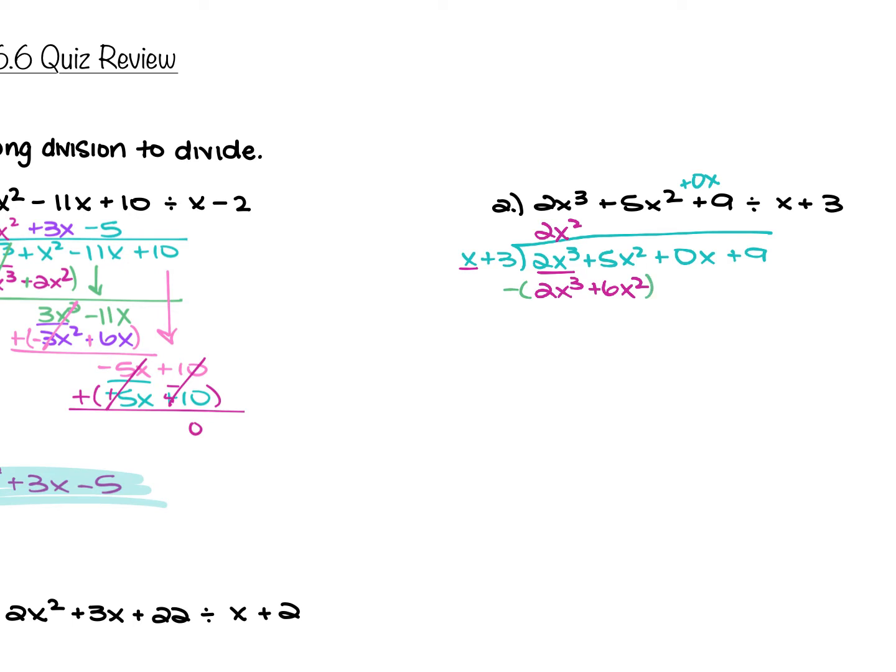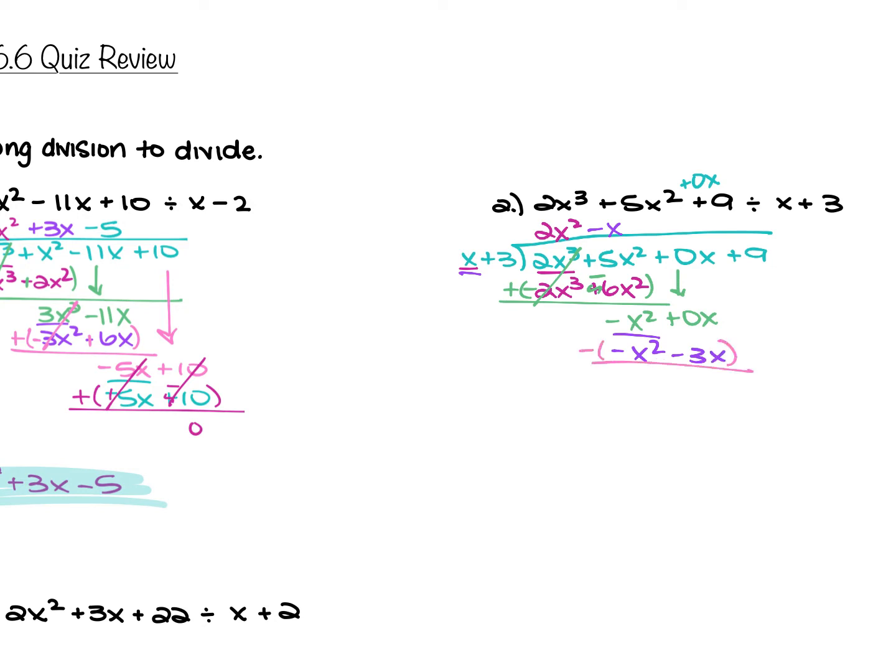Subtract these. Distribute your negative. Change your signs. Your 2x cubes cancel. 5x squared minus 6x squared is negative x squared. Bring down your next term, which is that 0x. Start all over again. x times what is negative x squared? That's negative x. Multiply it by the x plus 3. That's negative x squared minus 3x.